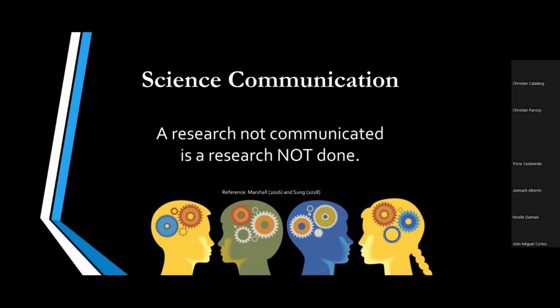Okay. Thank you, Marvin. So, tama yung sagot ni Charles, tama yung sagot ni Marvin. So, pag sinabi natin a research not communicated is a research not done, yung research mo should not stay in the shelf of the library. Hindi lang siya nakalagay dun sa CD na soft copy na ipapasa mo sa college for your compliance. Kasi otherwise, it is not totally complete.